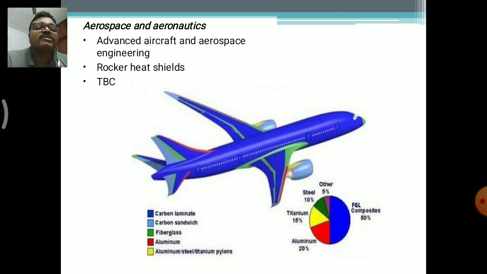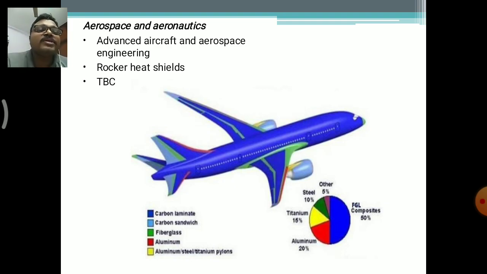In these FGMs there are different types of layers. We are using different layers having different properties, so this property does not allow the heat to pass from one layer to the other layer. So these rocket heat shields are used in aerospace and aeronautics.